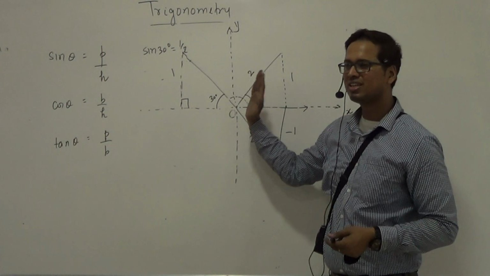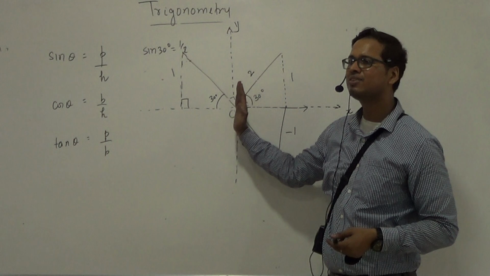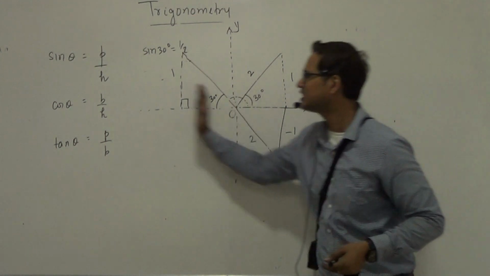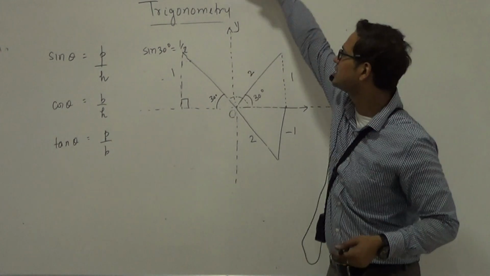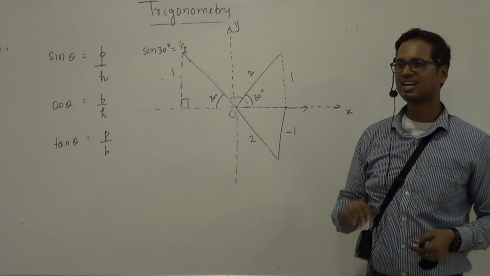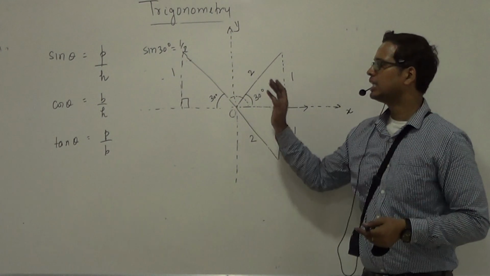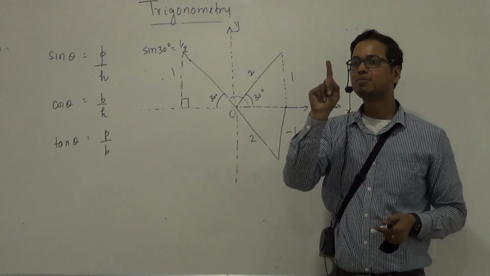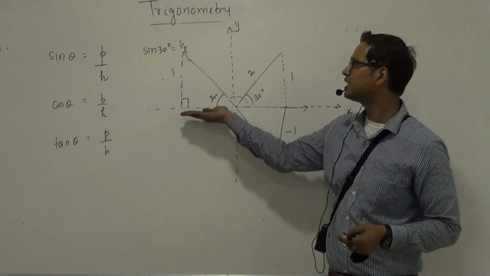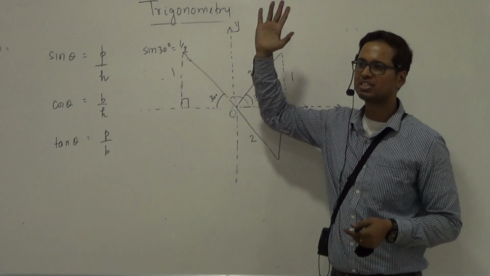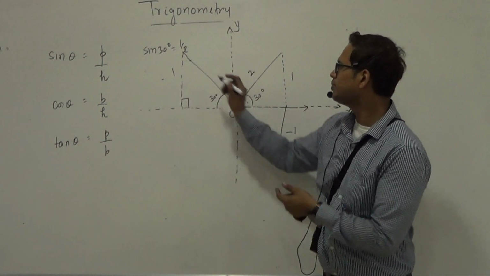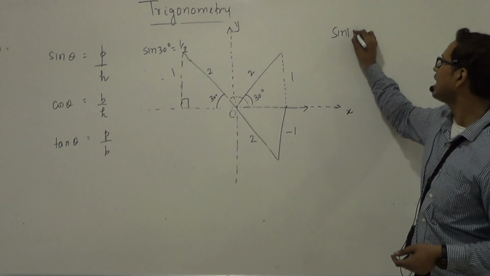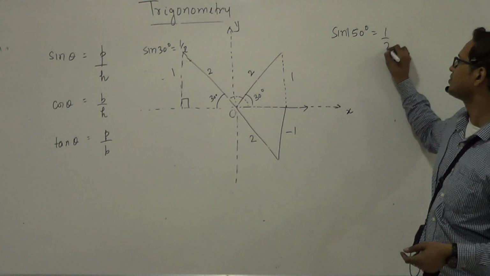All the measurement has to be done from origin onwards. So this is positive x, this is negative x. This is positive y, this is negative y. So this one will be the same one with positive sign because you are measuring it along the positive direction. Correct? Hypotenuse will be 2. So even for sine 150 degree, your answer will remain to be half.